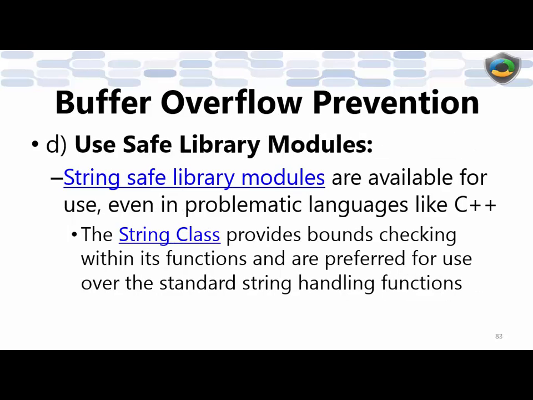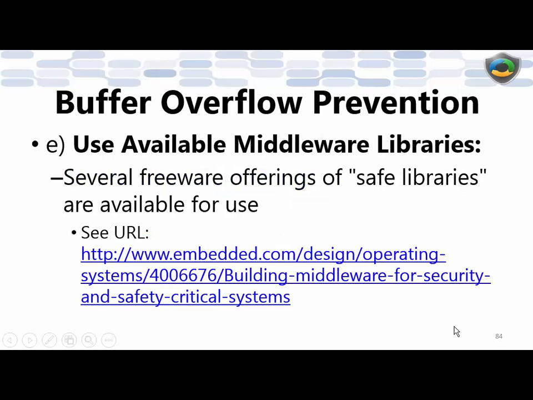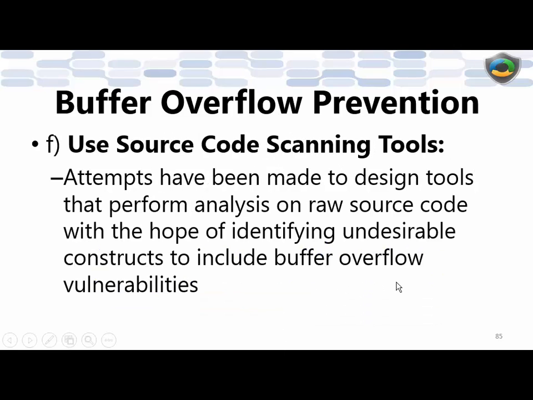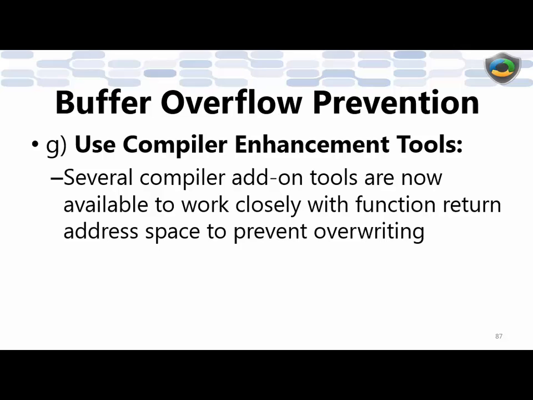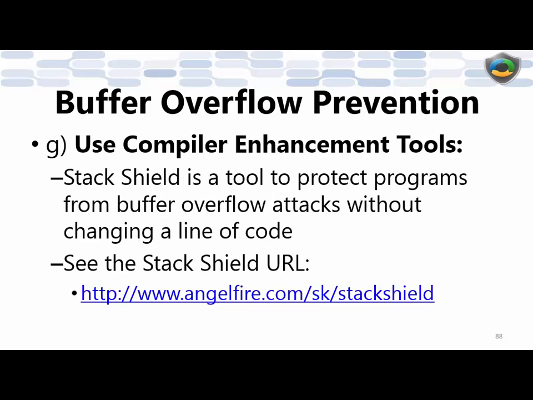Number 4, use safe library modules. We've talked about the fact that Microsoft has created their own string class to do bounds checking, and as mentioned, there are string-safe library modules available for many languages. Number 5, use available middleware libraries, which offer some more safety, and I put a URL in for some of this. Number 6, use source code scanning tools. As mentioned here, attempts have been made to design tools to perform analysis on raw source code to identify problematic areas where buffer overflow vulnerabilities exist. Here's another URL.